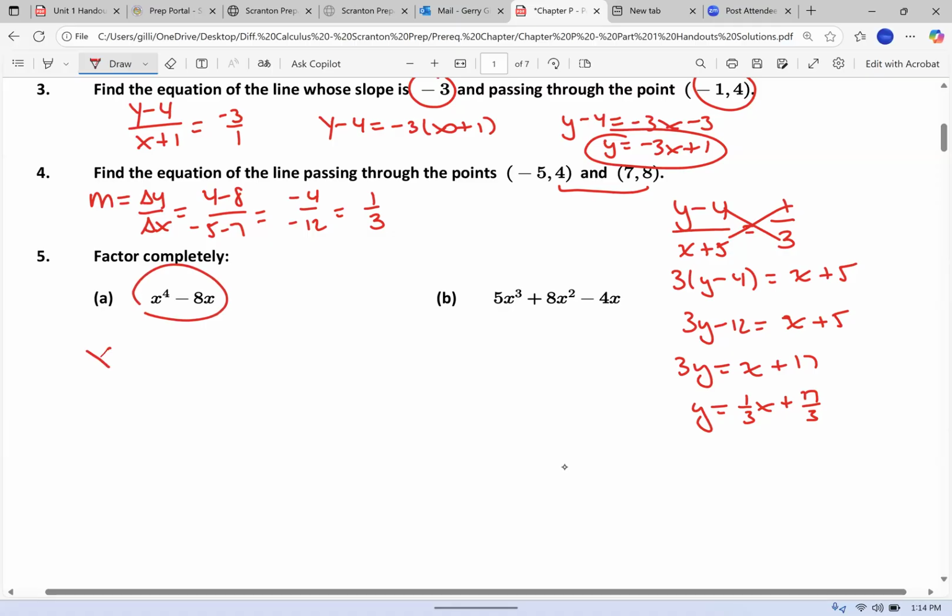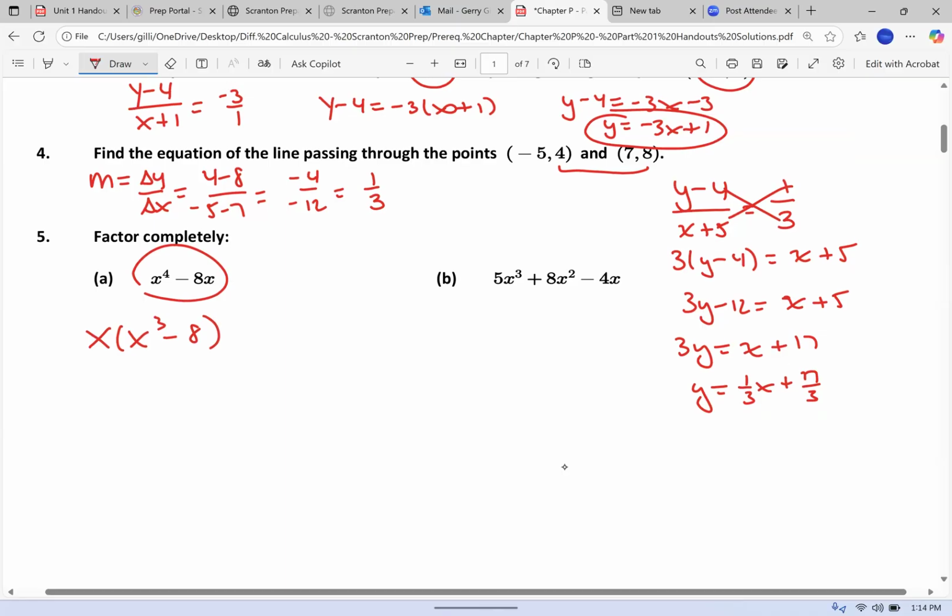Factor completely. We're going to take out an x, and what's left is x cubed minus 8. So we're going to take this, and this is going to go down further as a difference of 2 cubes. Take the cube roots of both, square that, multiply those, but change the sign, and square the last.